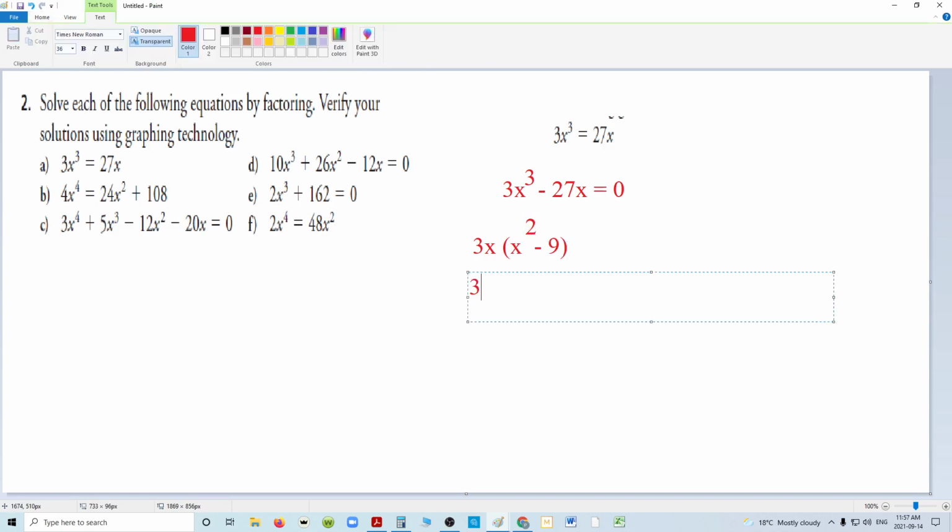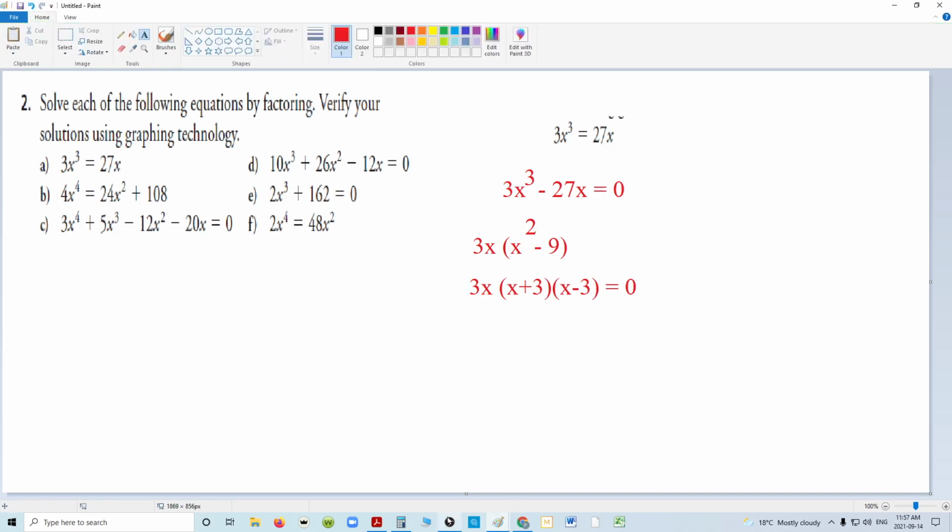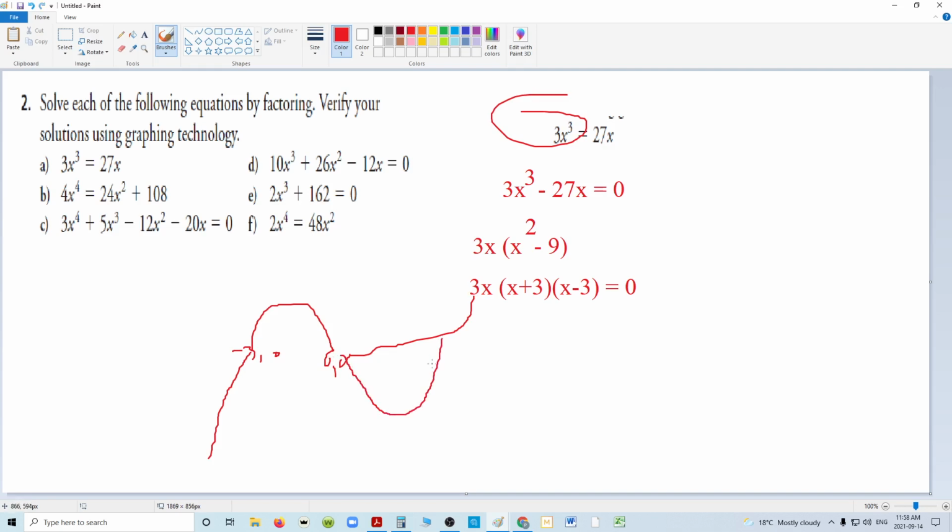So I'm obviously left with 3x, x plus 3, x minus 3, and boom. And if I take a graphing calculator, that's what I'll get. I'll get a graph that this is a cubic right here. So it's going to come down, go through -3, 0, go up, and come through 0, 0. That's what this x represents. Then it's going to go down and come up through 3, 0.